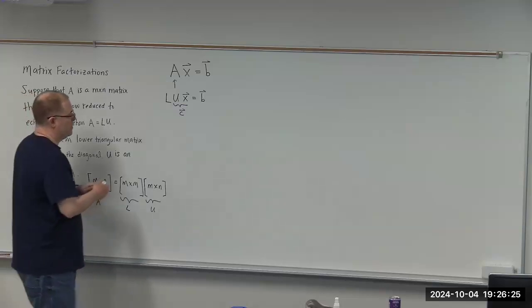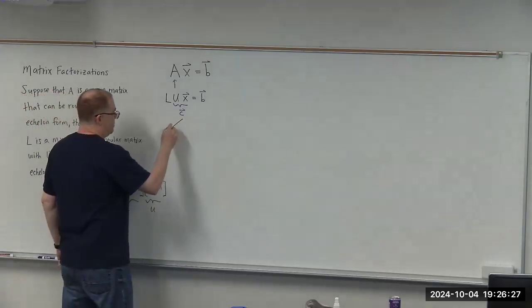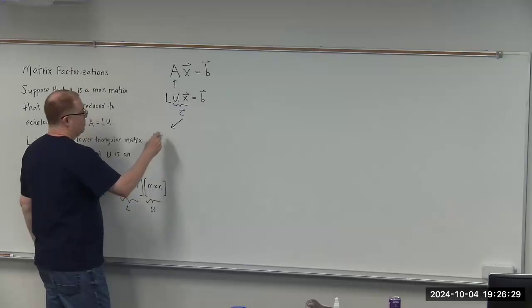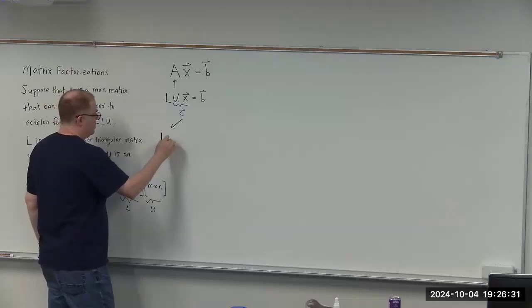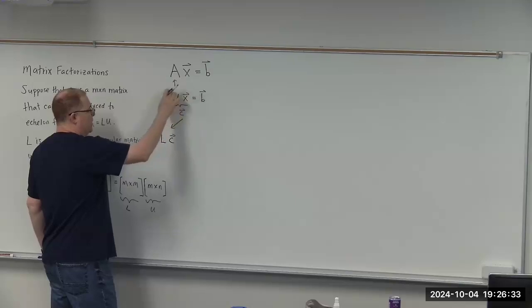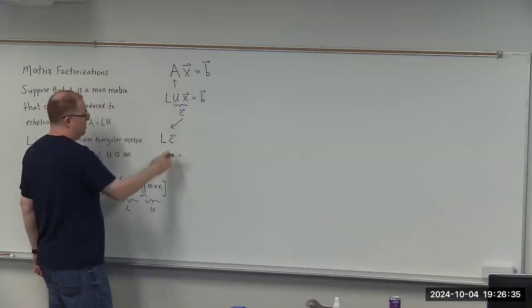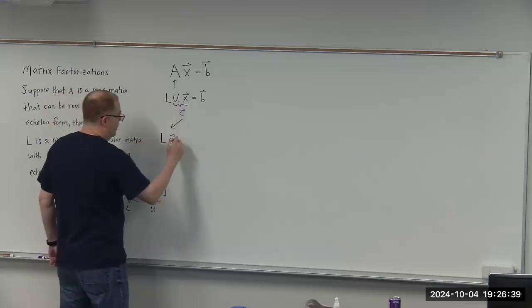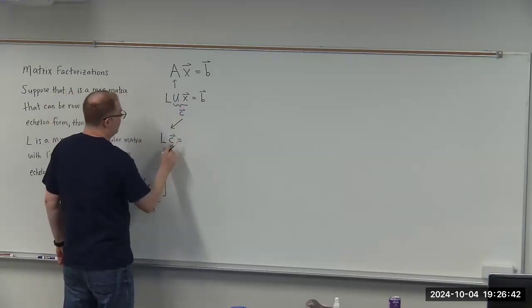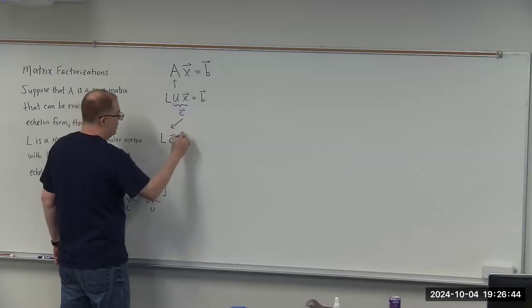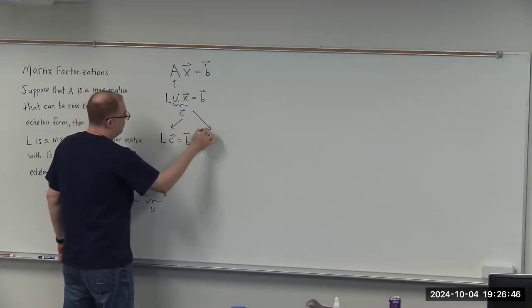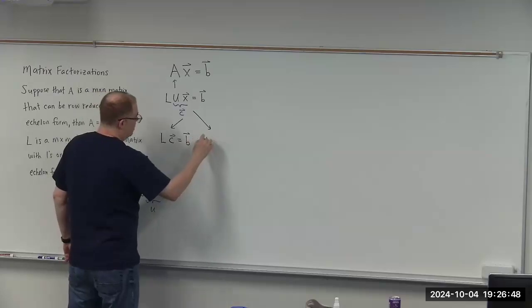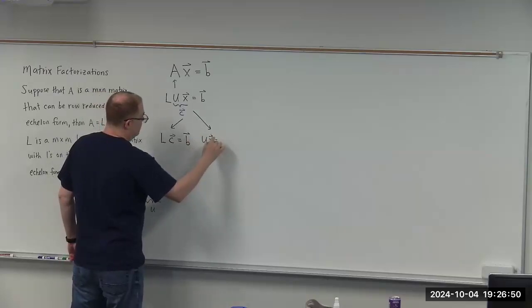So what this will give us is basically two systems. One system we have L times C, where I'm letting this be equal to C. This is going to be a vector, since a matrix times a vector gives you a vector. So we have L times C equals B. And then we also have U times X equals C.